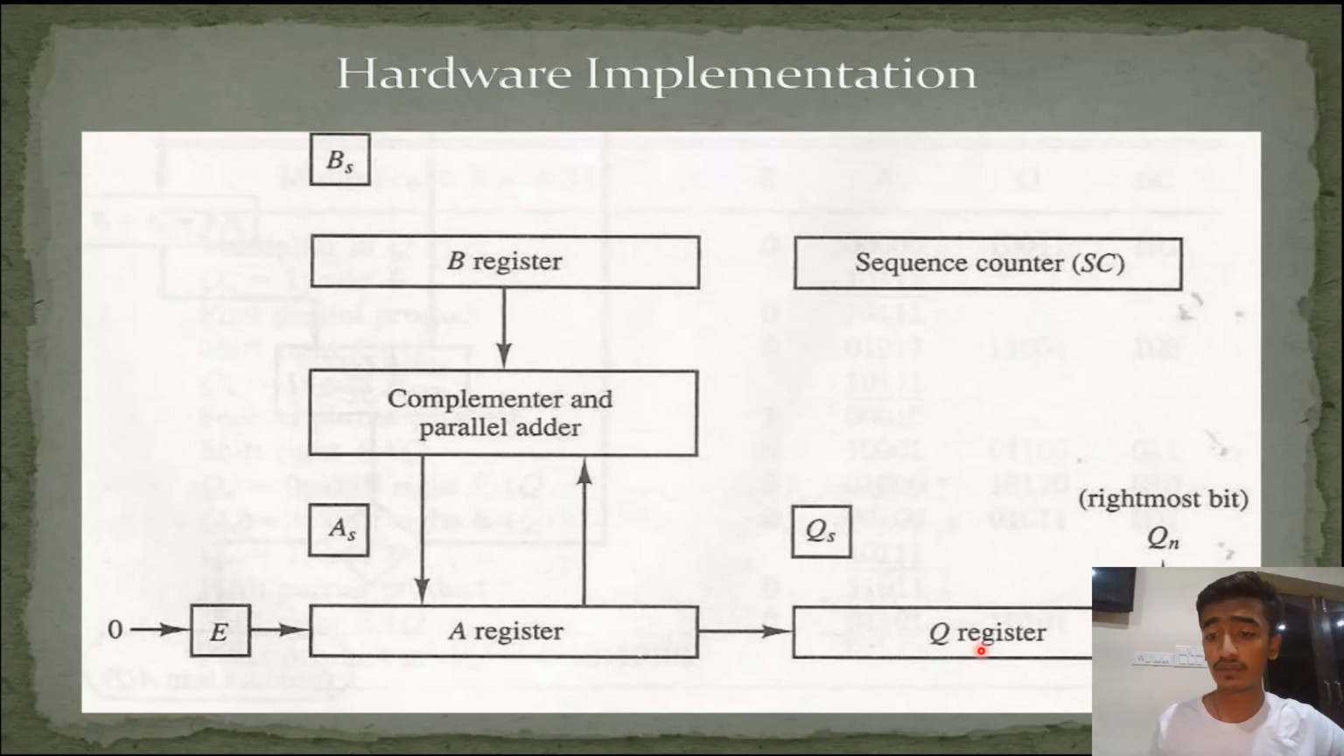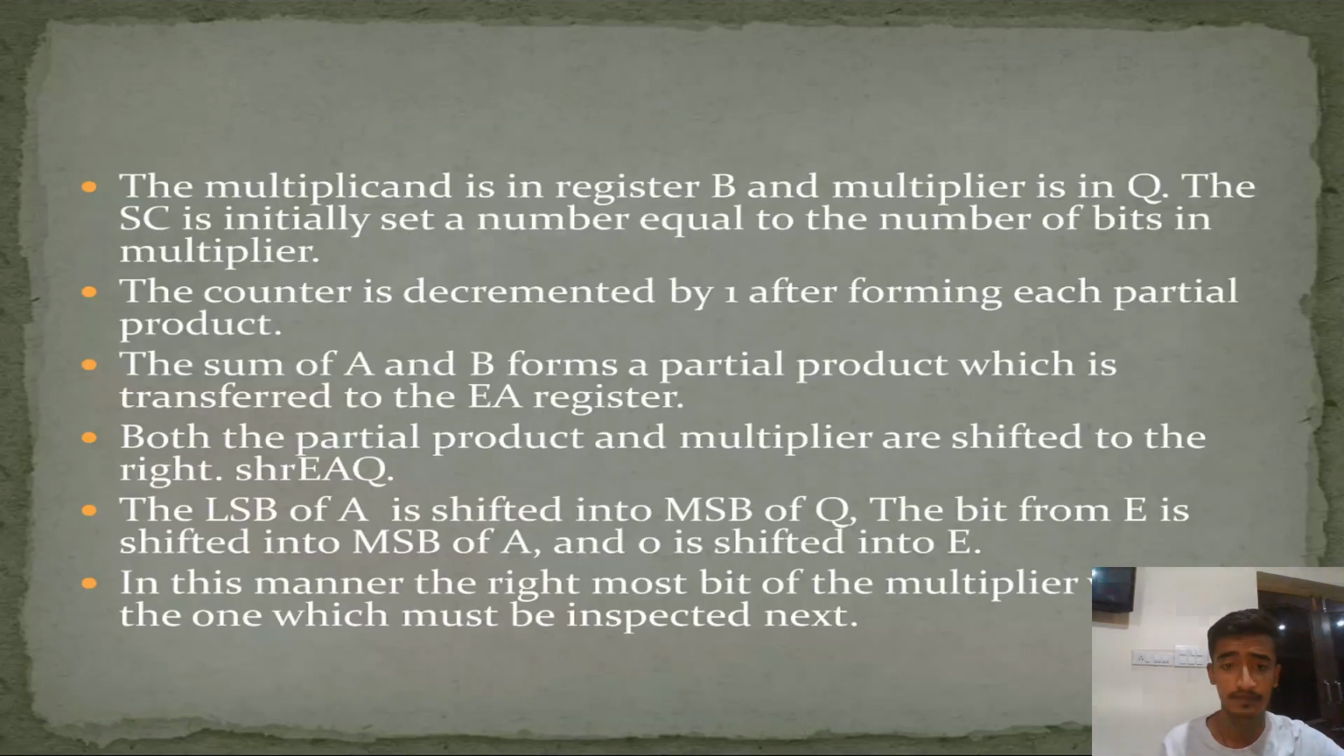and we will have QS, that is the sign of the Q register. Similarly we also have AS, the sign of the A register. We have E, that is the enable or the carry, and we will have Qn, the rightmost bit, that will help us get the answer. We will also have a sequence counter. Now we will learn about all these things.